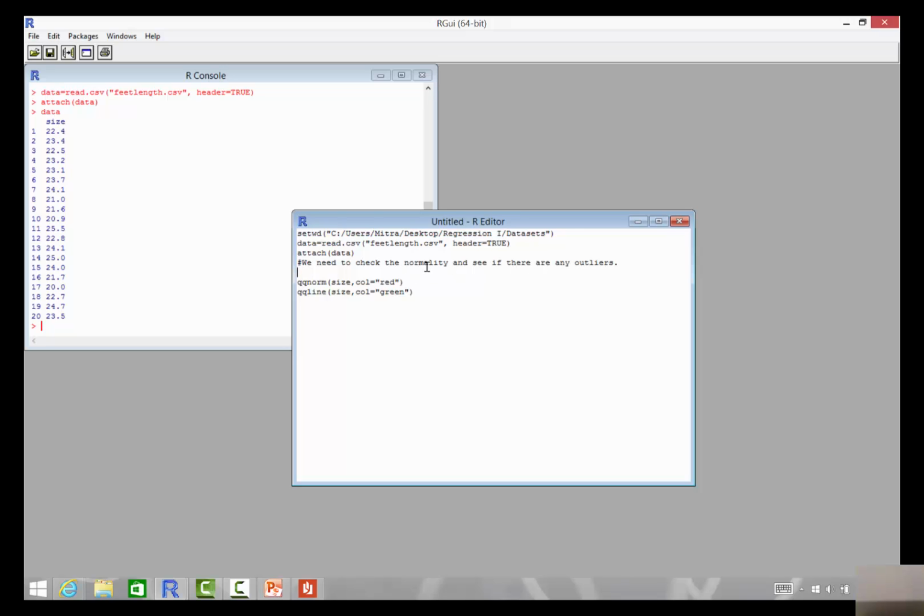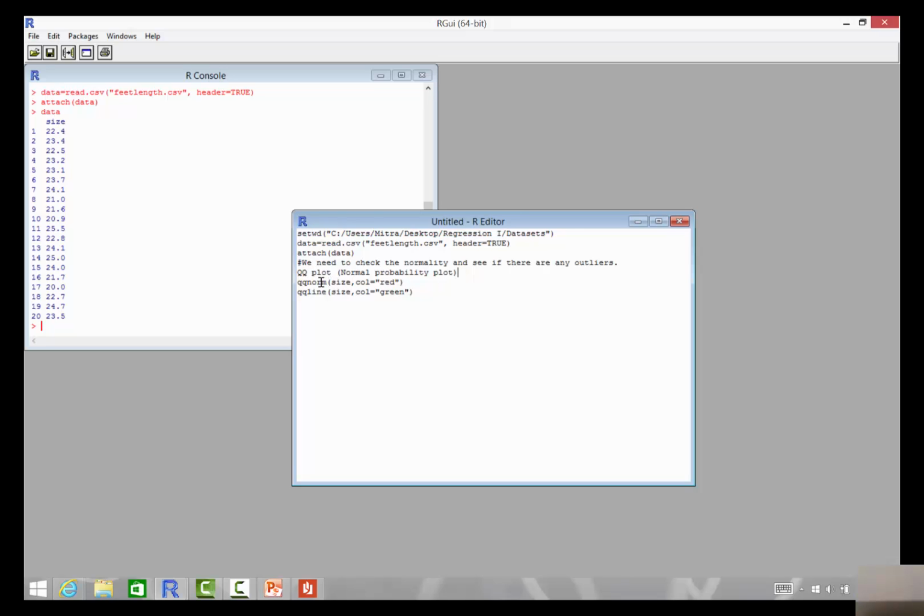There is a way for checking the normality and then checking for outliers, that is called a QQ plot. Some people call it QQ plot, that means quantile plot. Some people call it normal probability plot. Okay, so what is that?